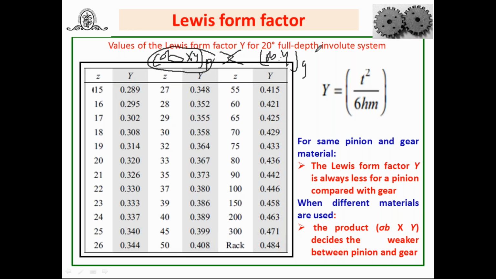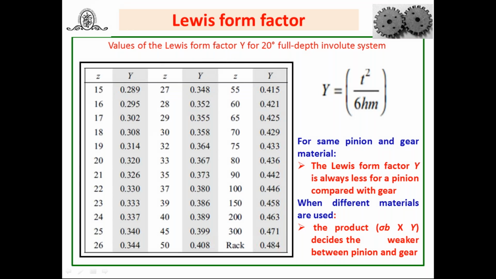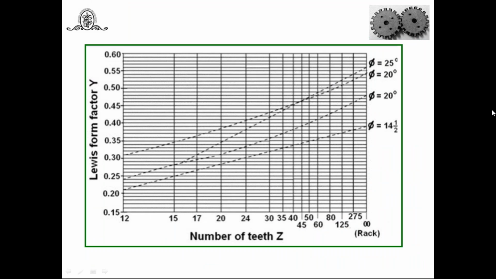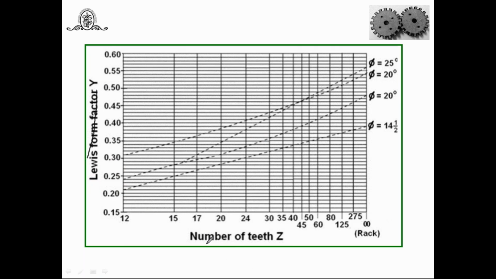This is about the Lewis form factor. Try to understand. Again here, for different pressure angles, the chart is provided. Lewis form factor is on the y-axis and number of teeth on the x-axis, and I have already told you that as the number of teeth increases, the Lewis form factor value also increases.